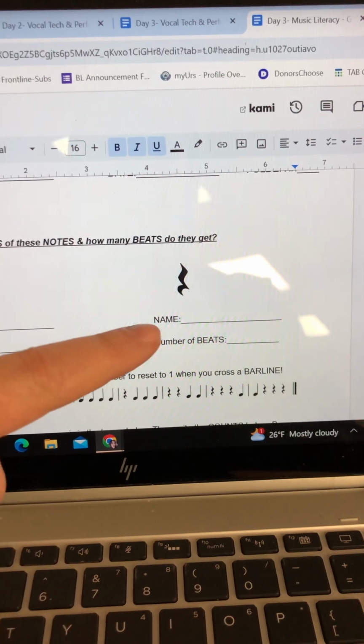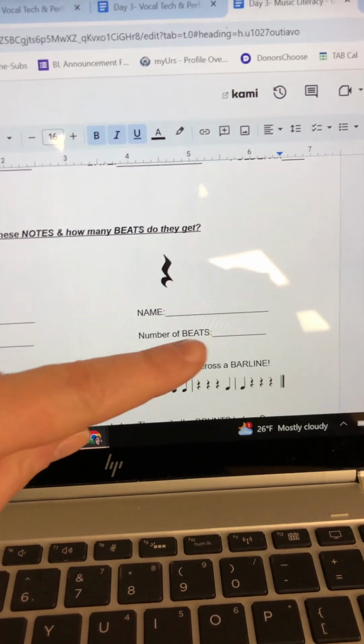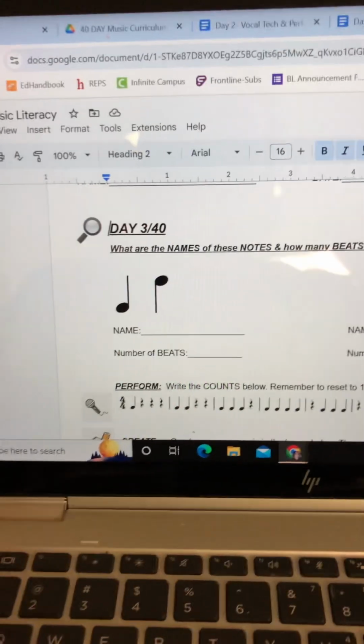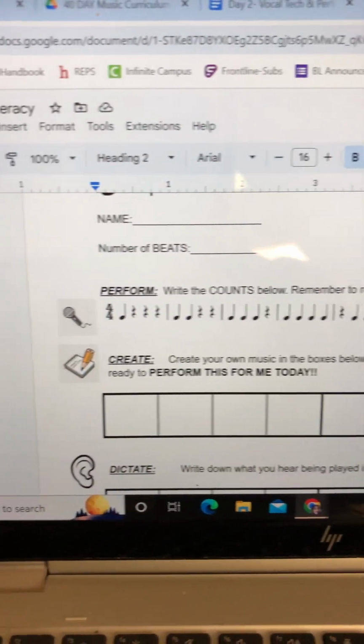I won't count against you. But we're working on this a lot, so hopefully you know how to spell it and tell me the number of beats.